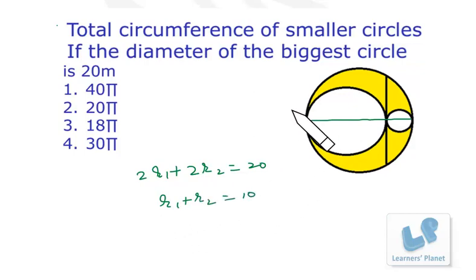Now we have to find the total circumference. Circumference is nothing but 2 pi r, right? So I just multiply both sides by pi. So it's 2 pi r1 plus 2 pi r2 is equal to 20 pi. Okay, so that's pretty simple. No need to go for lengthy calculations. I hope that's clear to you.